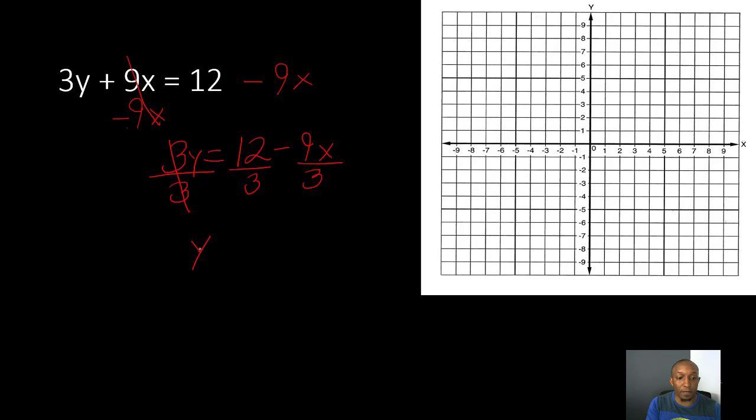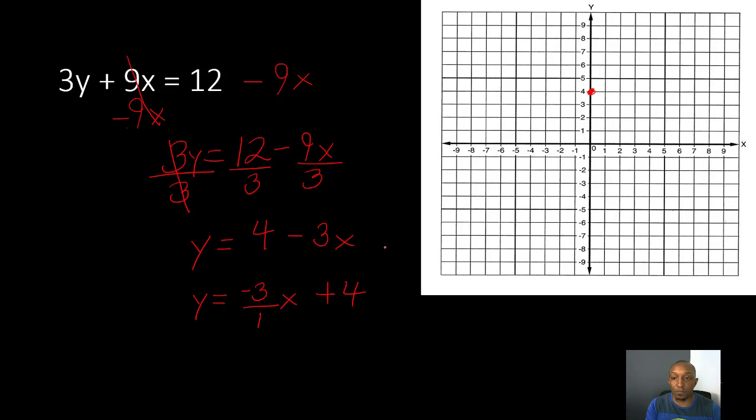So we end up having y = 4 minus 3x. And so let's clean up some more. y = -3/1 x plus 4. Now this -3/1, remember, this needs to be a fraction so we can have our rise and run. So now we have our y-intercept right here. We're going to go ahead and graph it.